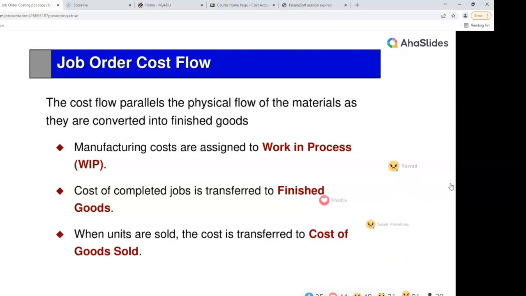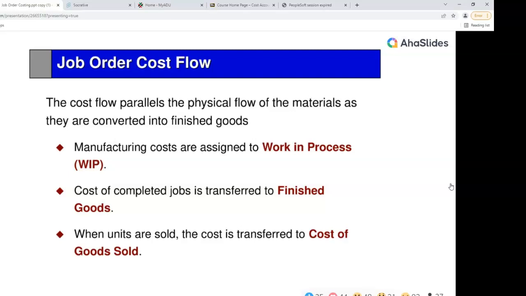And what I'm trying to do is, remember the picture I showed you at the beginning, the shop floor? Three inventories: raw material, finished goods, and work in process. It's the work in process where the cost accounting system is operating. So manufacturing costs are going to be assigned to WIP. When the job is finished, it's not going to get any more material, no more labor, no more overhead. It moves to finished goods.